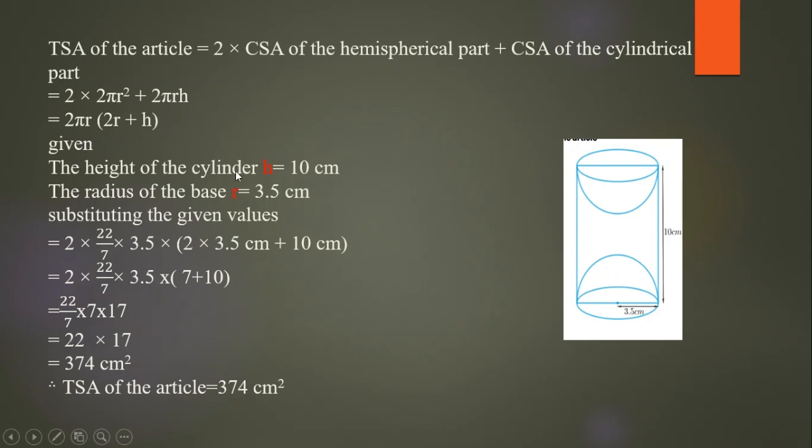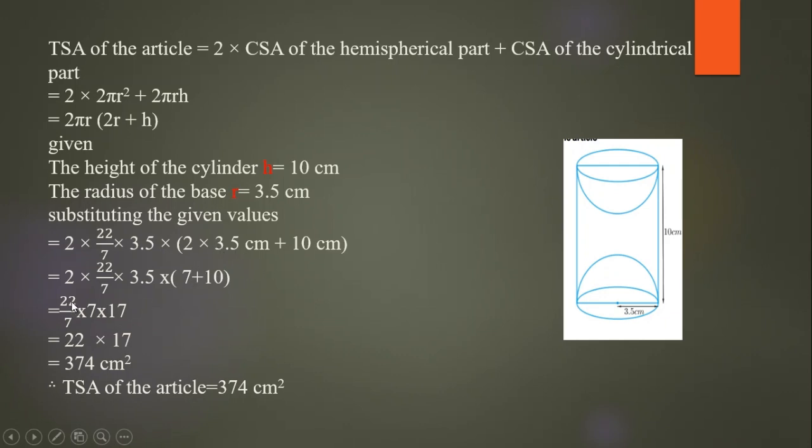So the height of the cylinder h, and r, we know all these values. We are just substituting the values here. Pi value I have taken as 22 by 7. So 2 into 22 by 7 into 3.5 into 2 r means 3.5, plus 10. So 2 into 22 by 7 into 3.5, 2 into 3.5 means 7, plus 10. All these things are nothing but simplification. For your clear understanding, I mentioned each and every term, and we know how to simplify them.